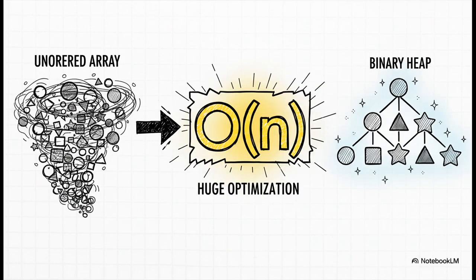And here's the big surprise. You can actually build an entire heap from scratch in linear time. That's just O(n). This isn't some small improvement, it's a massive optimization. And it's a classic question in coding interviews. So how on earth is this possible?